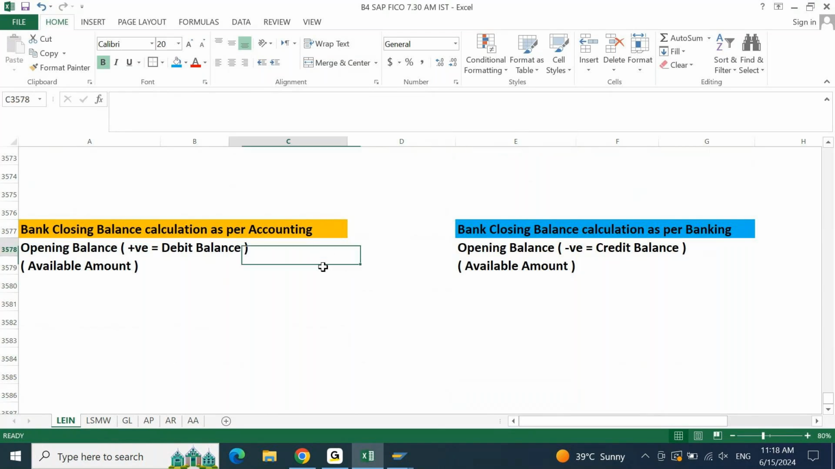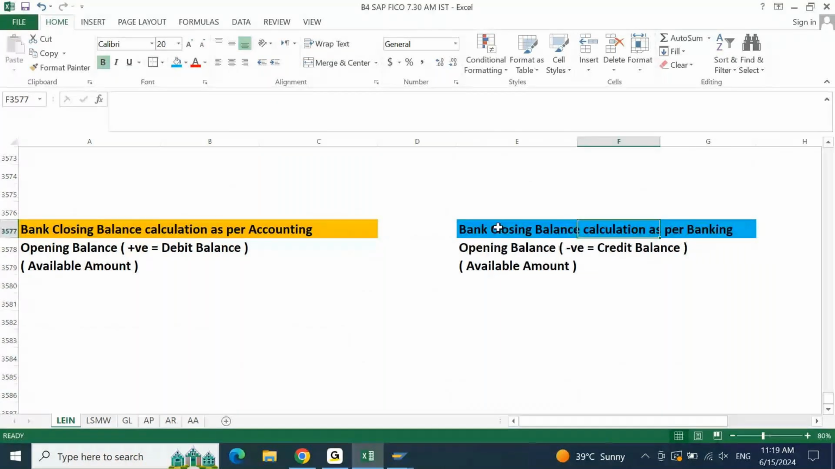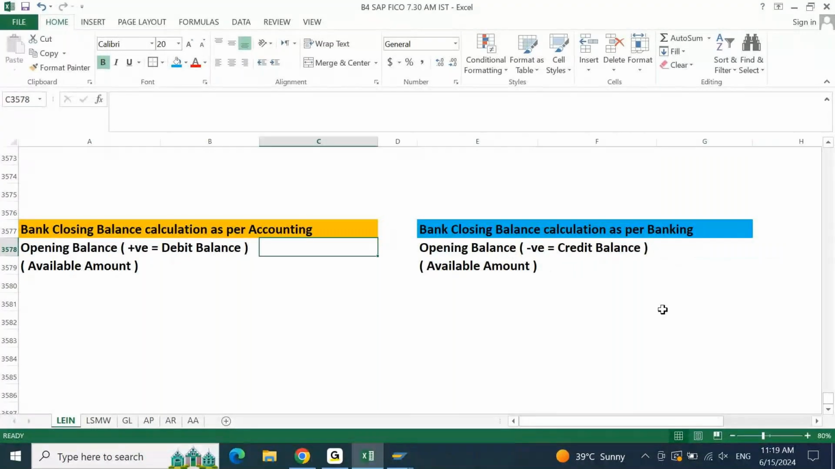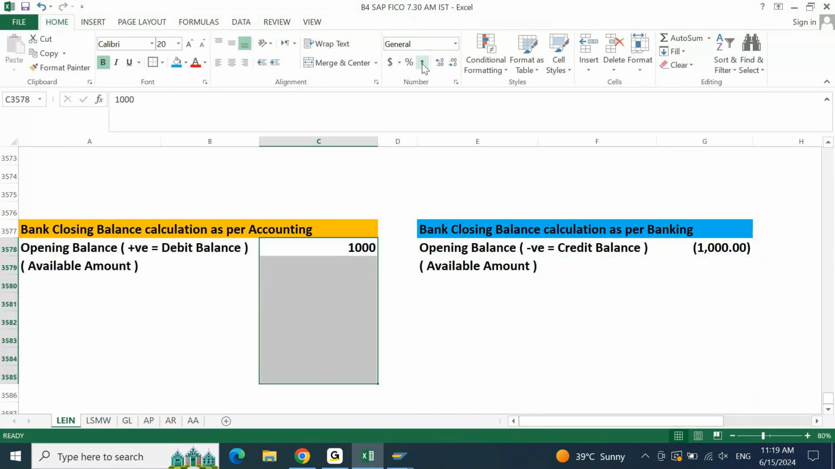Now here I am going to put some numbers. When you refer to the Excel sheet, please adjust the column width and all. So we said in both ways it is 1000. I am going to put 1000 here because it is a positive number. Here I am telling a negative number, so I am going to write a negative number here. Let me put all this in the amount format, here also, so that there will be no confusion. 1000 is the available balance.